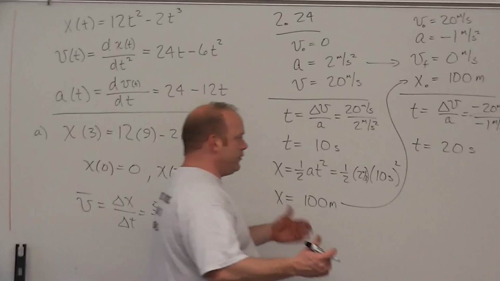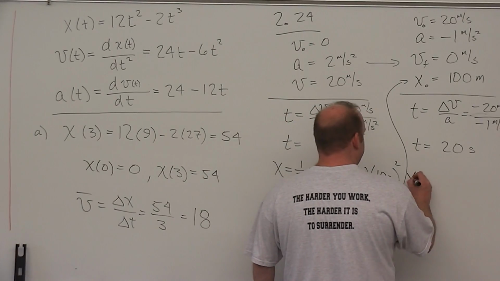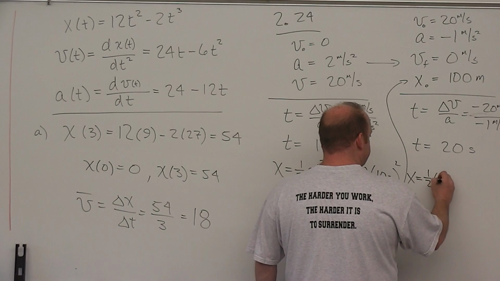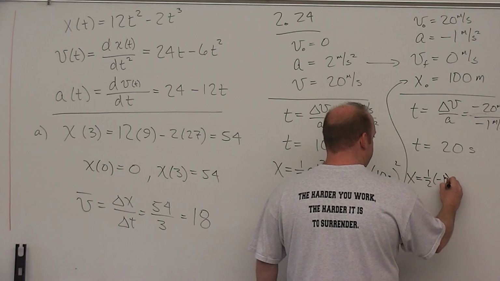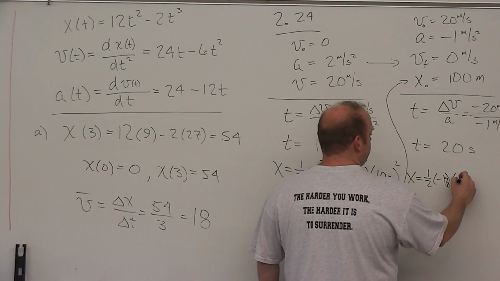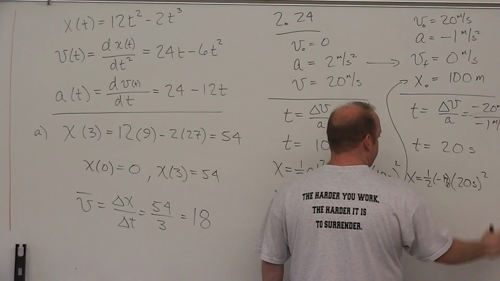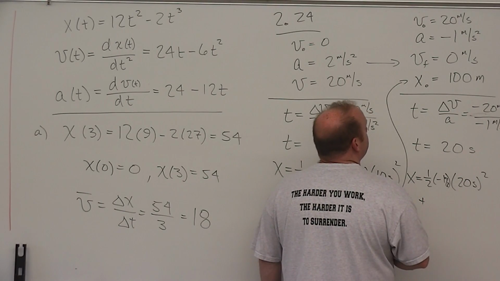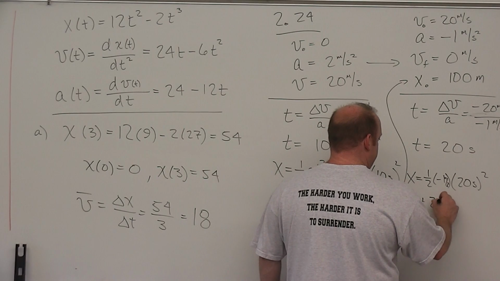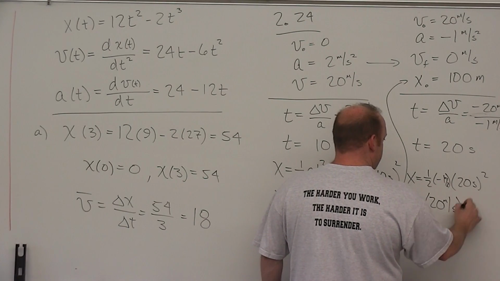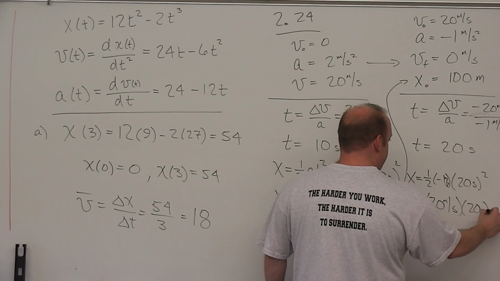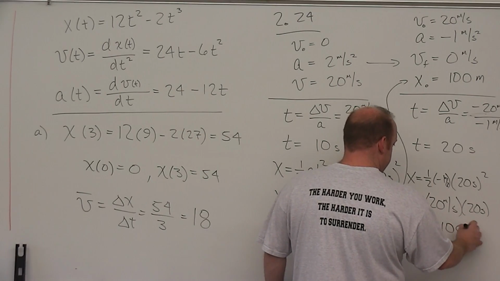So now I have to use the big equation in all of its splendiferous glory. 1/2, my acceleration is negative 1 meter per second squared, my time is 20 seconds squared, plus my initial velocity, which is 20 meters per second, for 20 seconds. Add in that 100 meters.